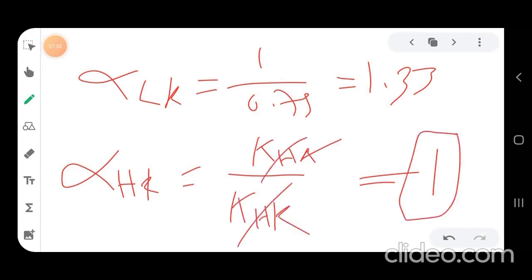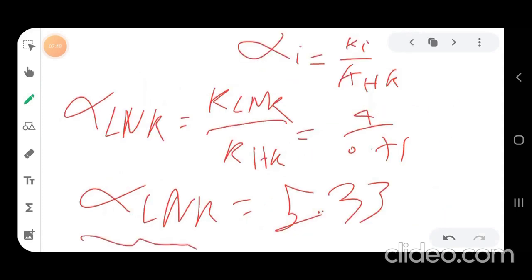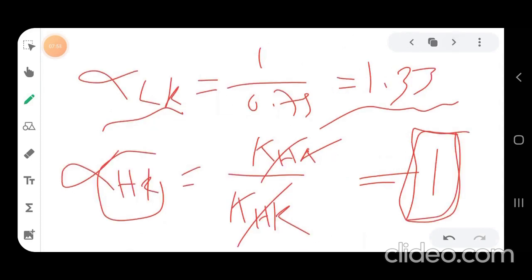Okay? And you can notice that the heavy key has a relative volatility of 1. The light key would be lighter, so it has a higher relative volatility. The light non-key will be even lighter, so it will have a higher relative volatility compared to the others. Okay, so this is the first step that you are supposed to do, which is to find the relative volatilities.